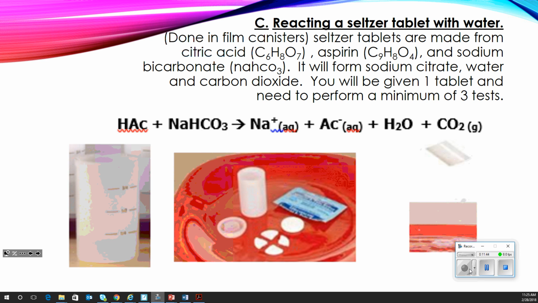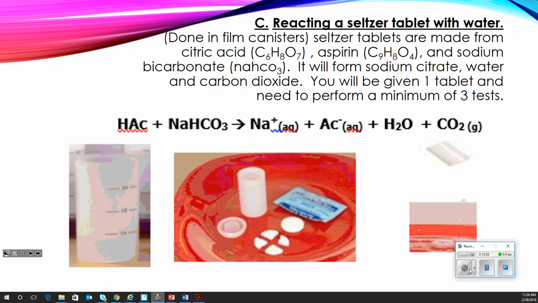On this one, we're reacting citric acid and aspirin with water. It's actually a little bit more stuff than that, but we're just going to take that general equation. And this is basically what it does. It gives off CO2. As the CO2 builds up, it makes the film canister explode.